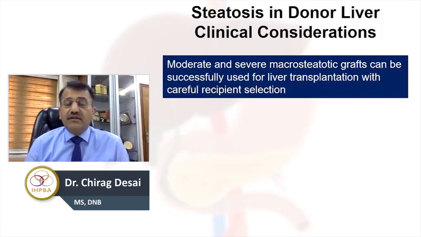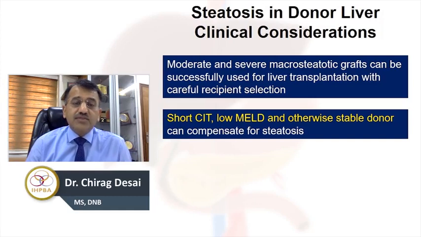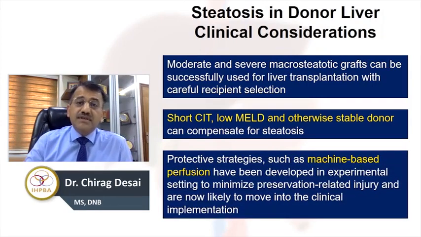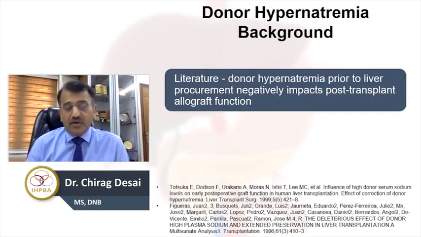If it is more, then it may not disappear completely or may take a longer time. Moderate to severe steatosis is used occasionally where the patient is in dire need of an organ and the other organ is not available. However, in such a situation, the cold ischemia time should be kept to a bare minimum and the donor should be otherwise stable. Machine perfusion helps you identify the liver which is likely to work and the liver which is likely to cause problems after transplant. The donor sodium level is also another very important factor.